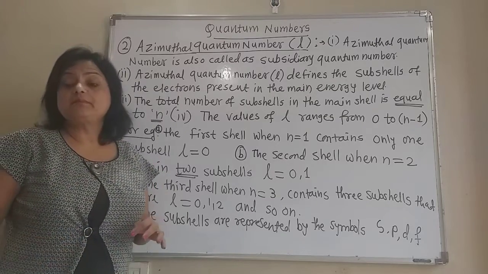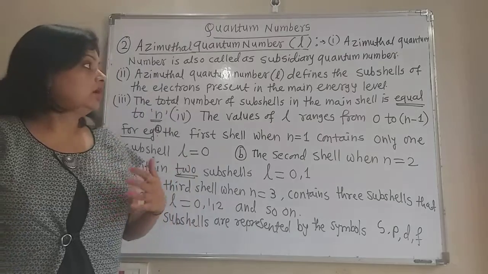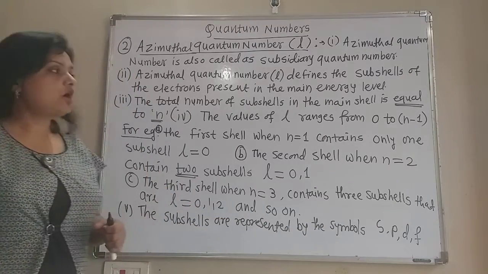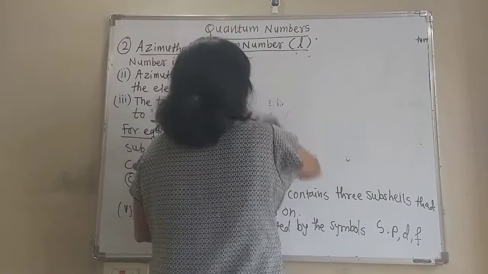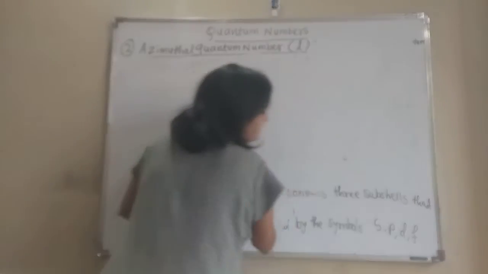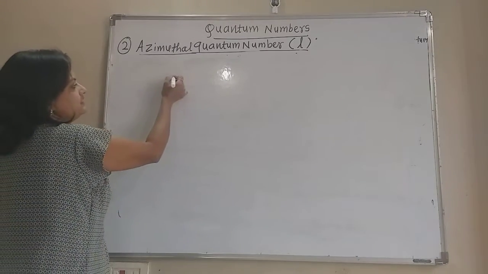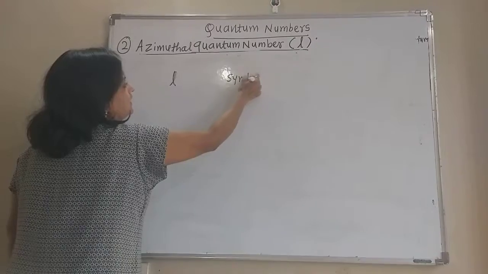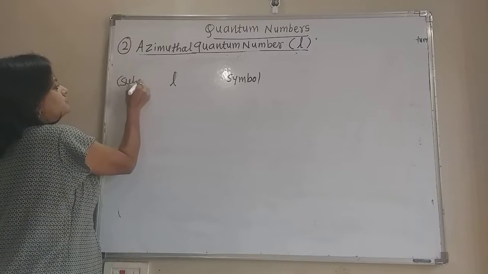Now, as the main shells are denoted by the capital letters K, L, M, N, these subshells are denoted by the symbols s, p, d, f, which are small letters. How are they denoted? If the value of l is equal to 0, then the subshell is called the s subshell. Here l means the subshell.